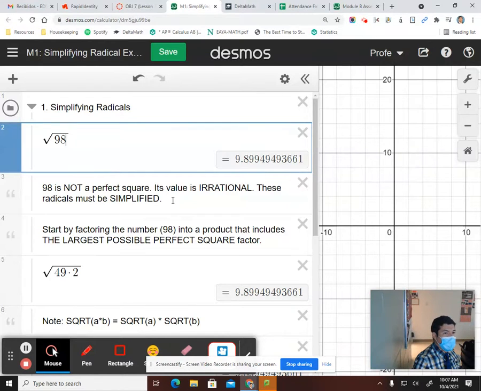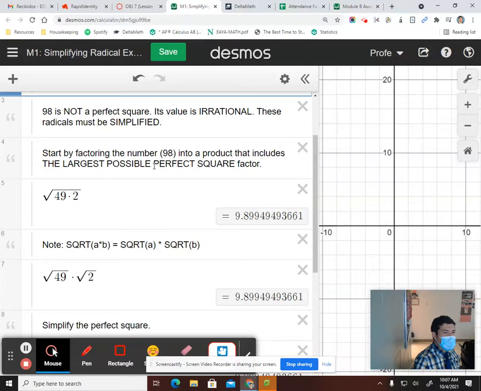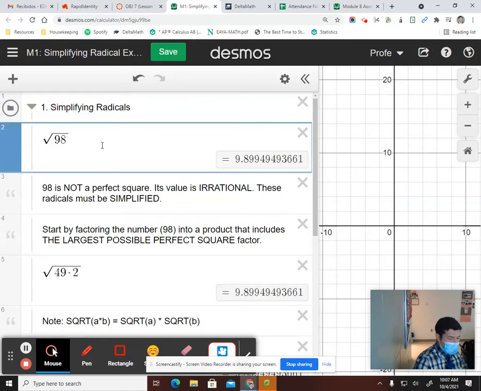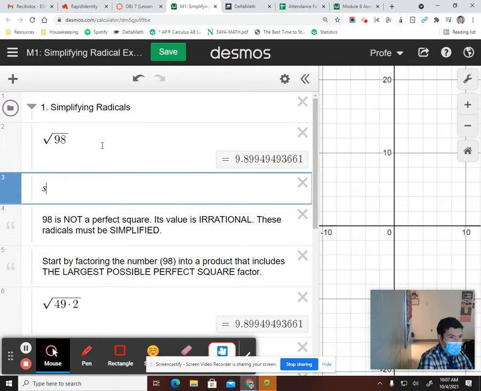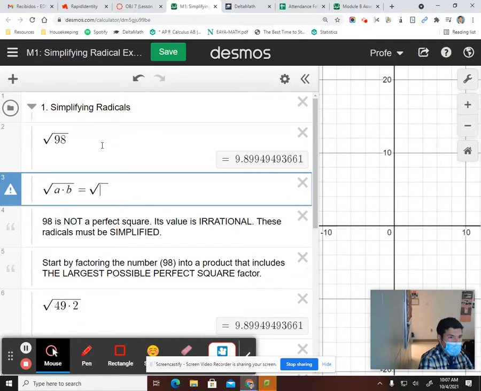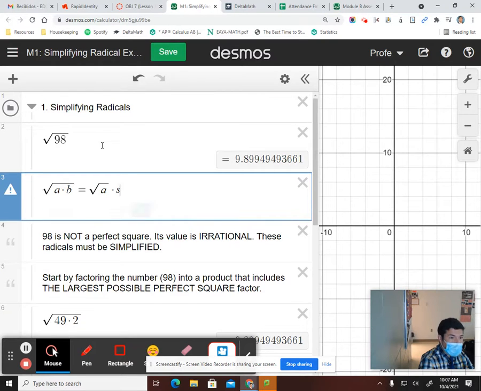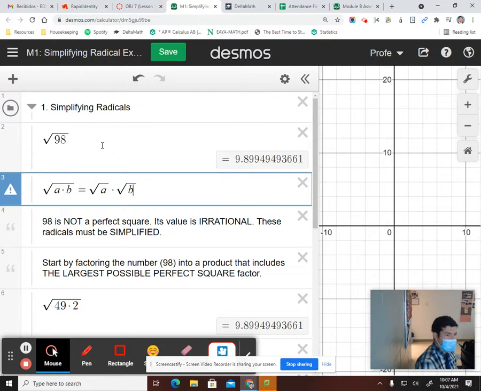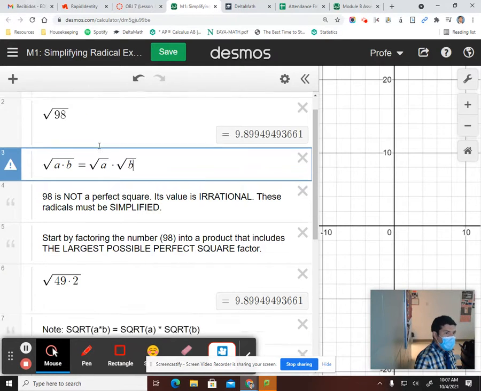So your first rule is you can actually factor radicals. If I could write a rule, it would be this: the square root of a times b is the same as the square root of a times the square root of b. Okay? In other words, you can factor a radical expression.